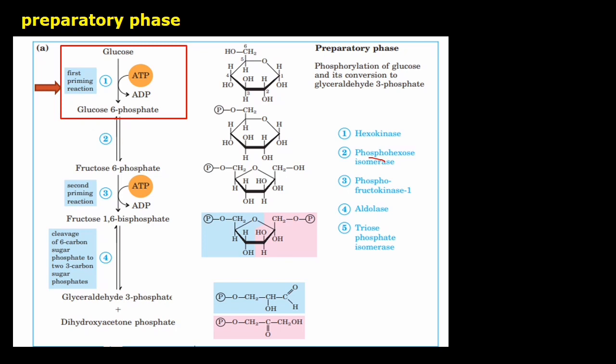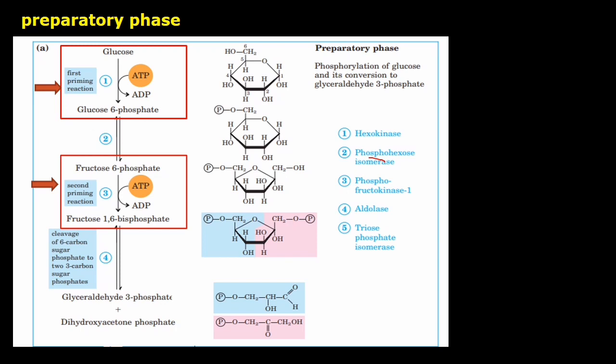The second step is the conversion of glucose 6-phosphate into fructose 6-phosphate with the help of the phosphohexose isomerase enzyme. Step number 3 is also a priming reaction because it consumes ATP with the help of the enzyme phosphofructokinase 1. Here the fructose 6-phosphate is converted into fructose 1,6-bisphosphate.